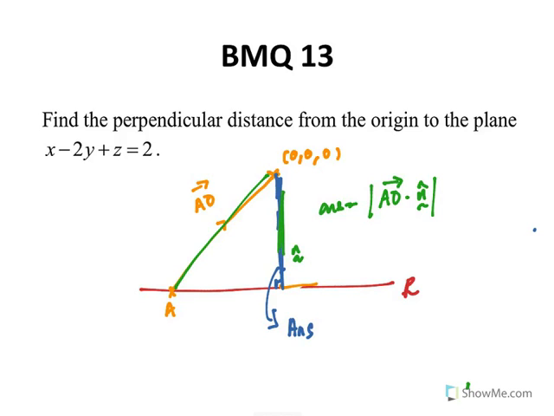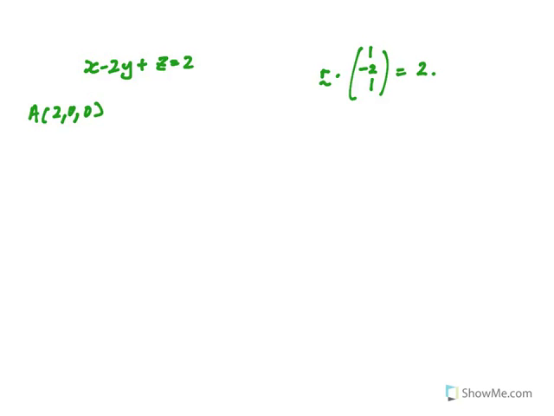Next, we have the plane x minus 2y plus z equals 2. You can also write it this way: dot product of (1, -2, 1) equals 2. First we find a point that lies on the plane. We can choose A, which is (2, 0, 0). You can verify that this lies on the plane.